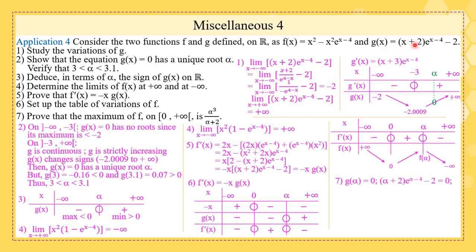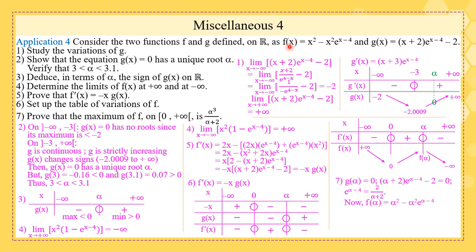This means that alpha plus 2 times e to the power alpha minus 4, minus 2, is 0. And we try here to isolate e to the power alpha minus 4. So we get alpha plus 2 times e to the power alpha minus 4 is 2. This negative 2 becomes a 2 if we take it to the right side of the equal sign. And then when we divide by alpha plus 2, this is what we get. Now remember, we don't need g of alpha, we need f of alpha. The question asks about f of alpha. So we go back to here.